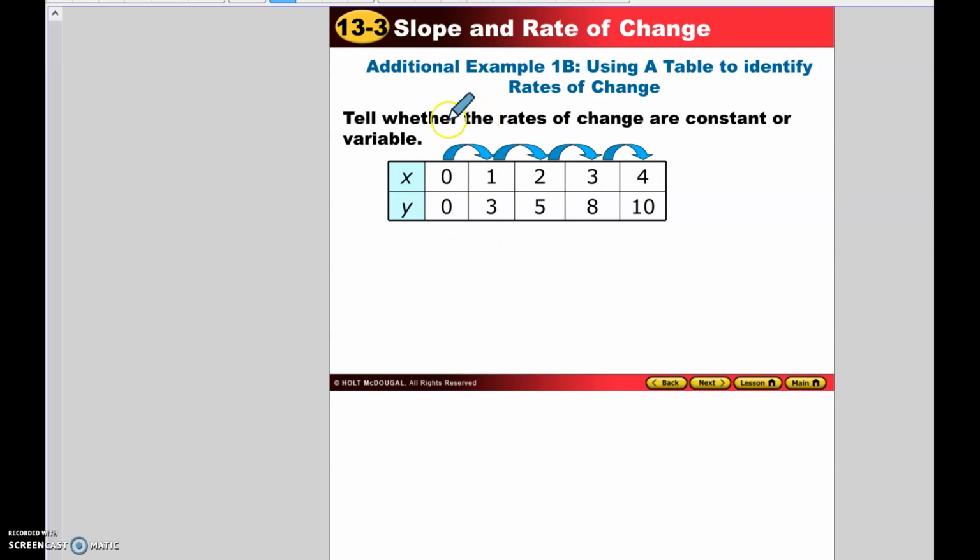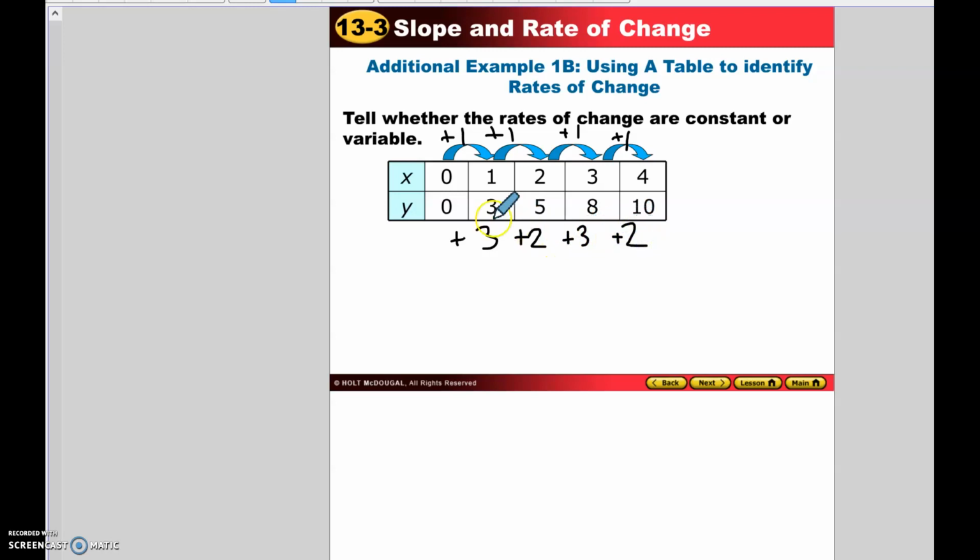Okay, I'm going to do it. This is going up by 1, up by 1, up by 1, up by 1. Okay, for the change in y, I'm going up by 3. 0 to 3 is plus 3. 3 to 5 is plus 2. 5 to 8 is plus 3. And 8 to 10 is plus 2.